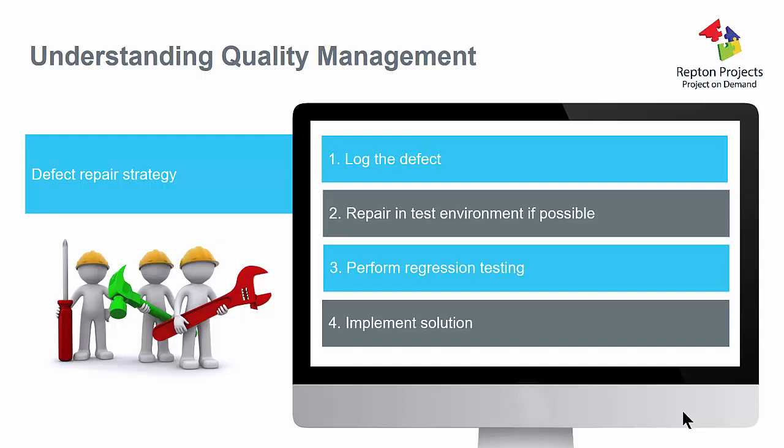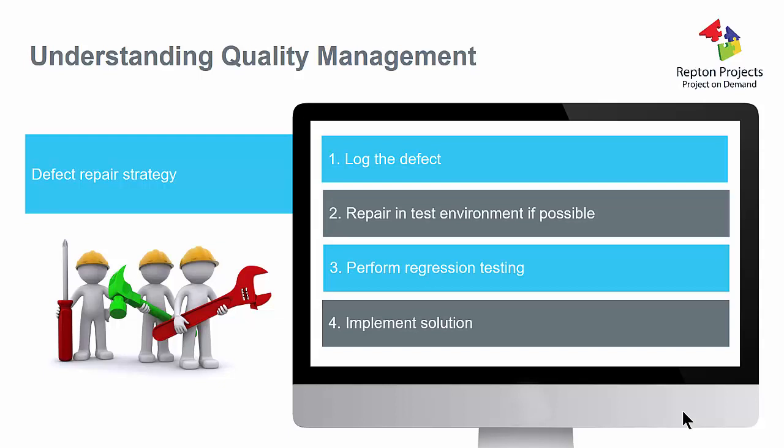We need to perform also what's called regression testing. So after we've got a defect and we've actually repaired it and we've tested it in our test environment, we just need to have a check to see if we've managed to break anything else in the process of fixing this bug, for example, in the website. Have we managed to screw anything else up along the way? So we need to do what's called regression testing. Then, of course, we need to implement the solution, but we don't do it in a knee-jerk reaction.